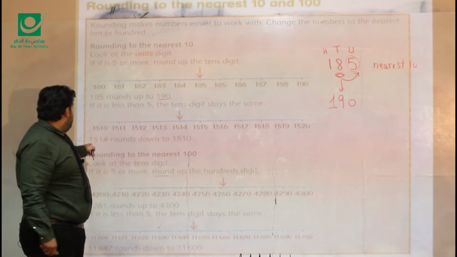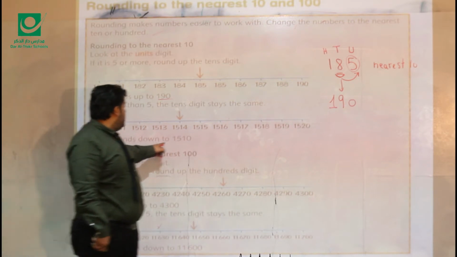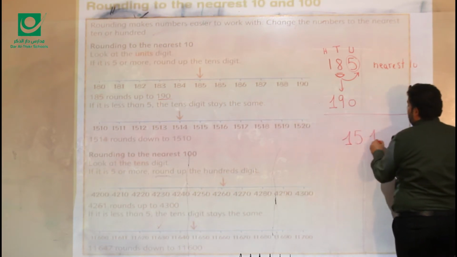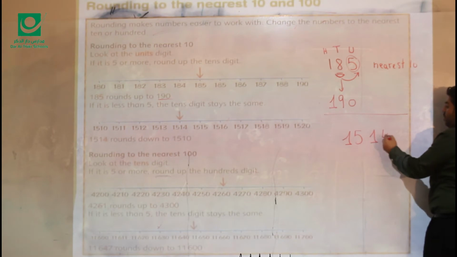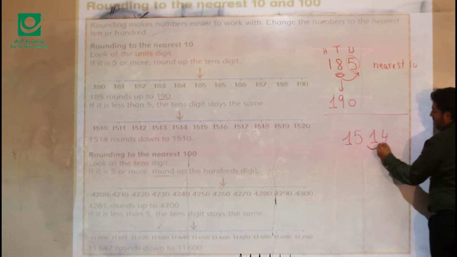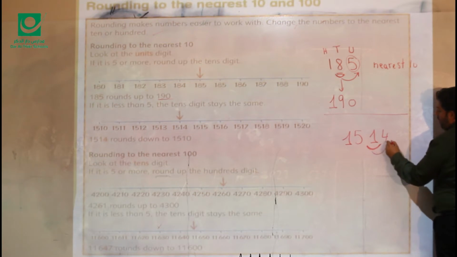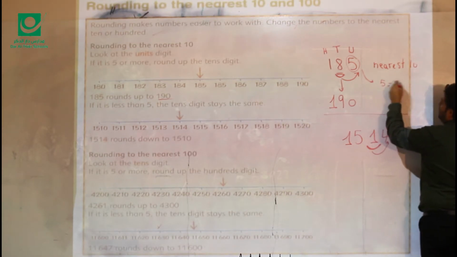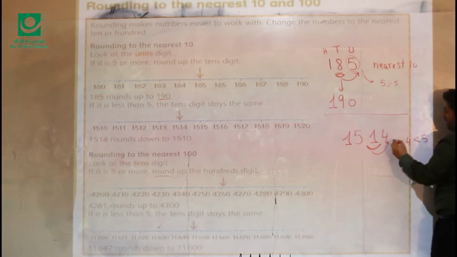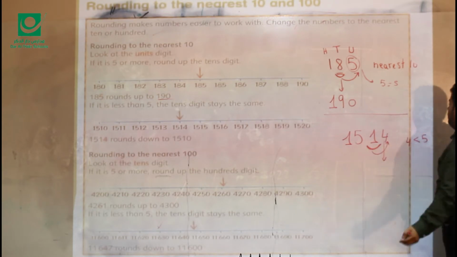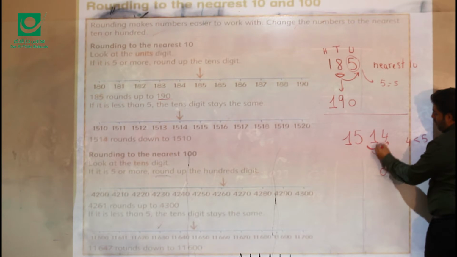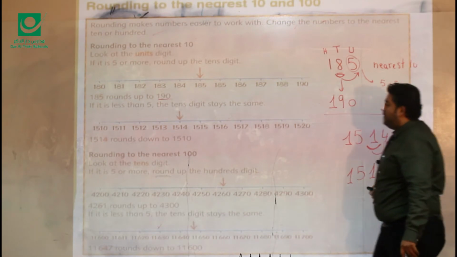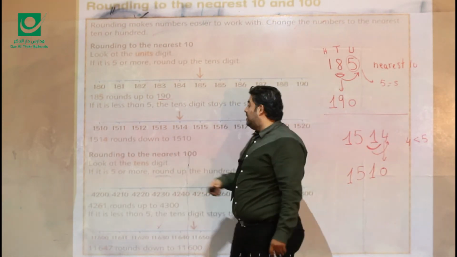Another example, 1514, round to the nearest 10. Where is the tens? Here is the tens. I'm looking at the number before. 4 is less than 5. So 4 less than 5, directly the number turns to 0. 1 stays the same, 5 stays. What is the answer? 1510. 1510 is the rounded number.